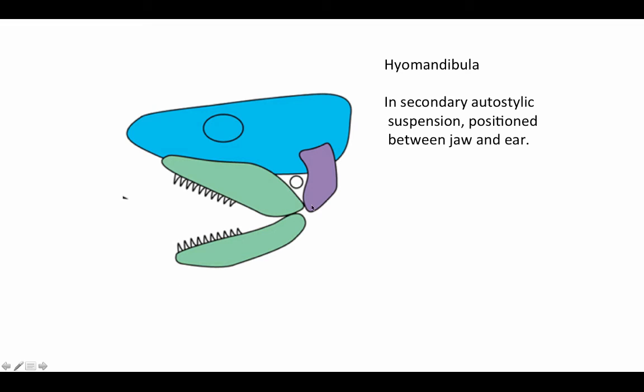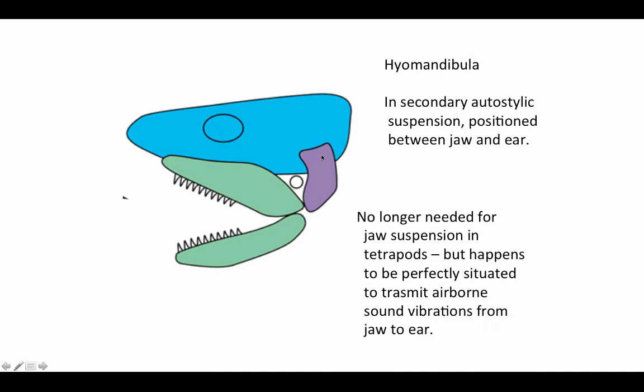It showed that the hyomandibula was sort of sticking out to the back like this. But in fact, in tetrapods, the hyomandibula retains that ancestral connection to both the cranium and the upper jaw. So in secondary autostylic suspension, the hyomandibula is positioned basically between the upper jaw and the region of the skull where the ear is. So there's no longer any need for the hyomandibula in jaw suspension.